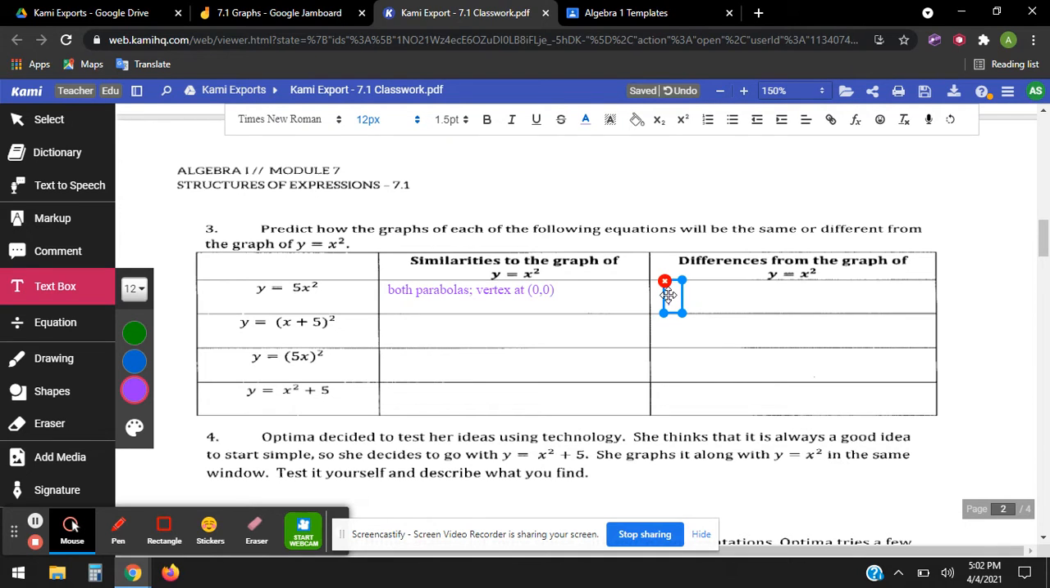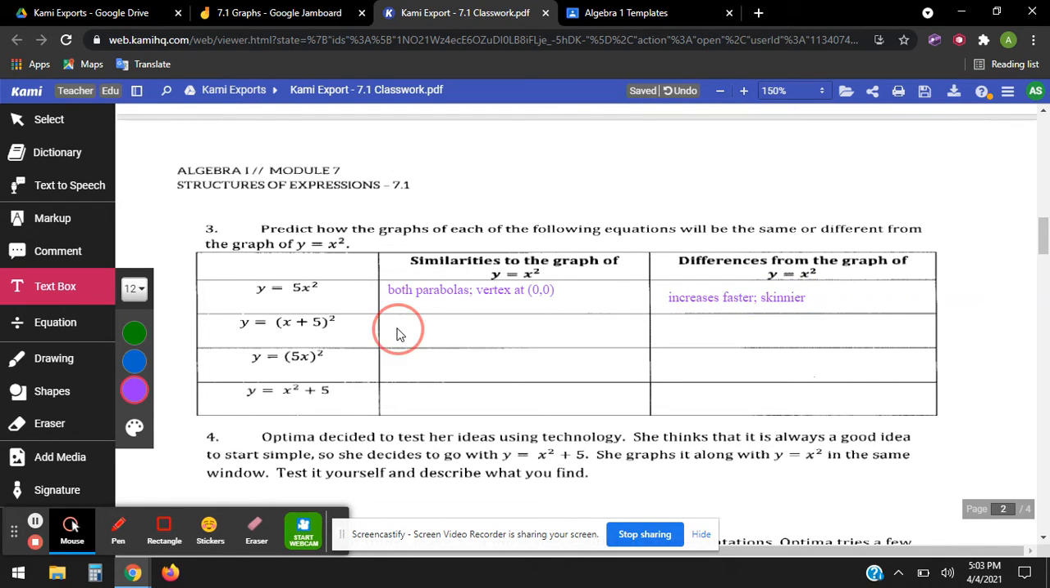Differences, though, this one is going to be increasing faster, because this one here was 1 comma 1, here was 1 comma 5. So it's going to increase faster, and then it's going to be skinnier because the next point is 5, not 1. So it's going to go faster, quicker.